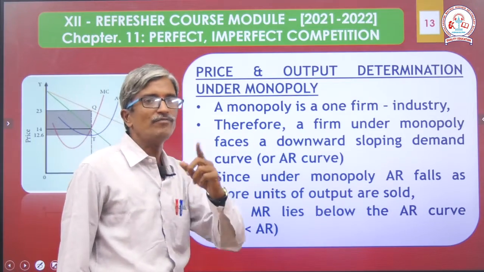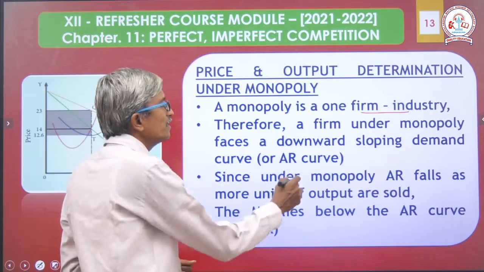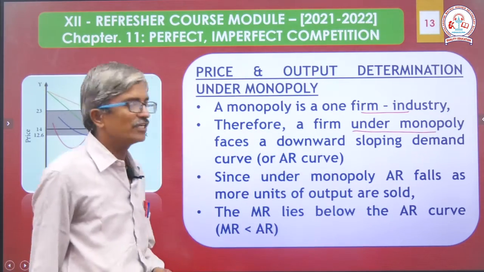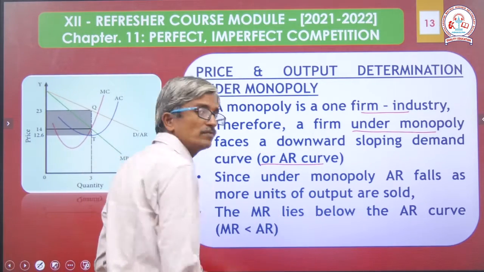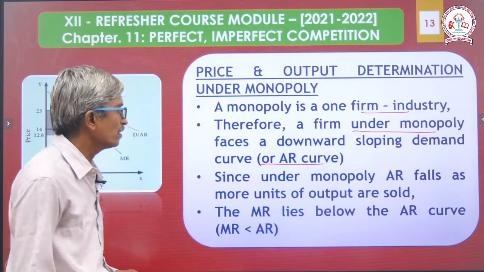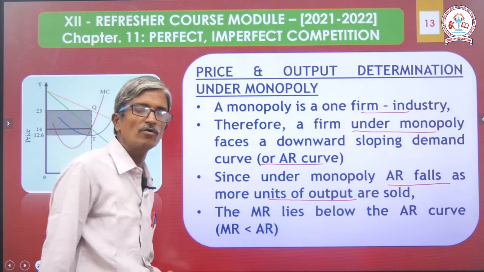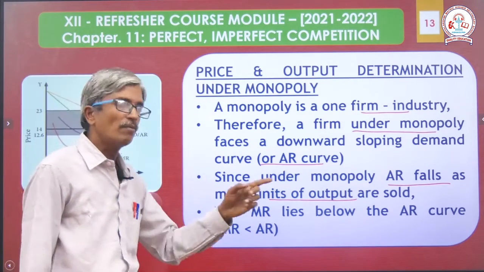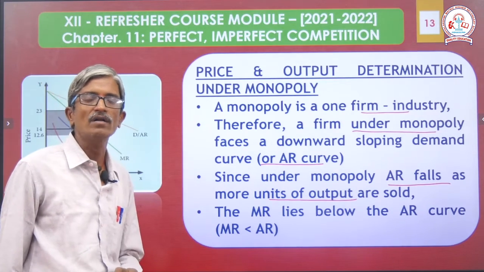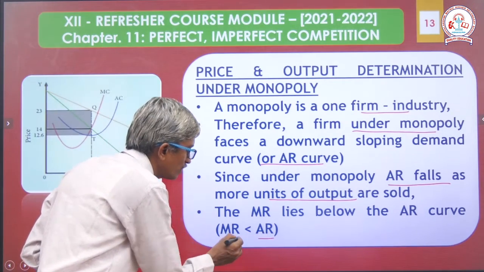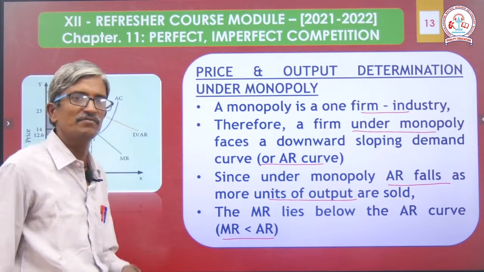A monopoly is a one-firm industry. Next, a firm under monopoly faces a downward sloping demand curve, or average revenue curve. Since under monopoly AR falls as more units of output are sold, the MR curve lies below the AR curve: marginal revenue is less than average revenue. This is its highlighting feature.